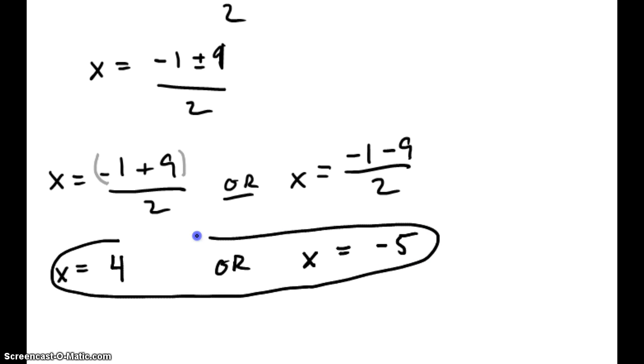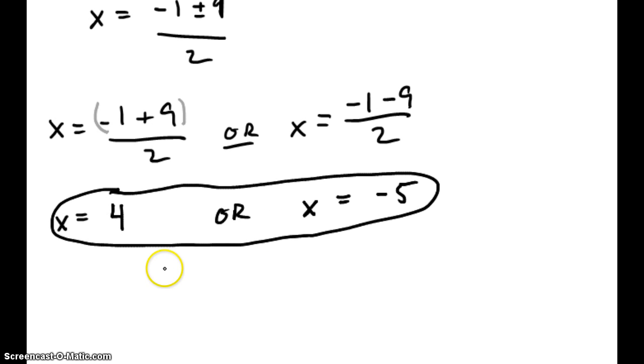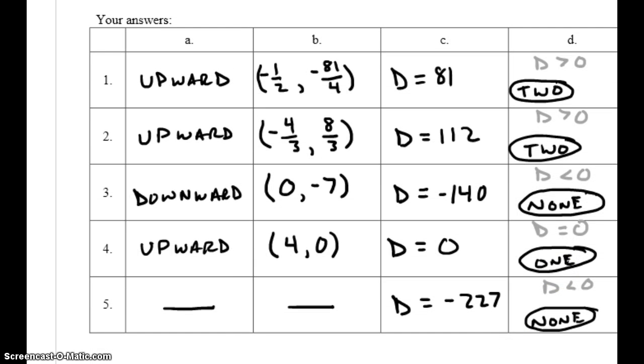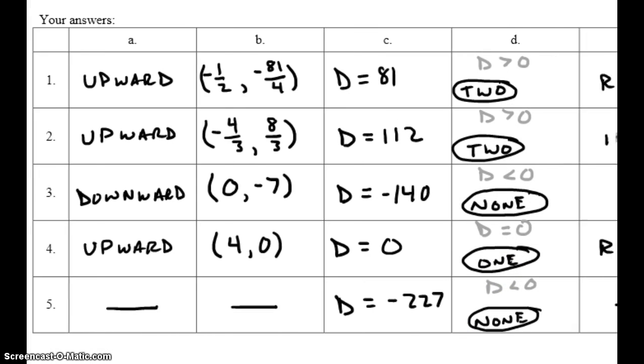And I am completely happy with this. You could put it in set builder notation, or you could list them out just as a set, 4 and negative 5, with curly brackets. So again, if you want to see what the solution is, number 1 looks like this.